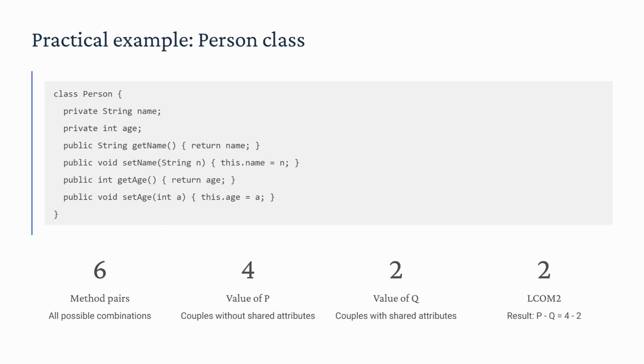That's not a high, not a bad value, but of course it could be better. If we only had the name attribute and its getter and setter, we could only form one method pair and it would have a shared attribute. P would be equal to 0 and Q would be equal to 1, which would be minus 1. So we would set our LCOM to 0. Cohesion would be optimal because all methods work with the same data and therefore obviously belong together.